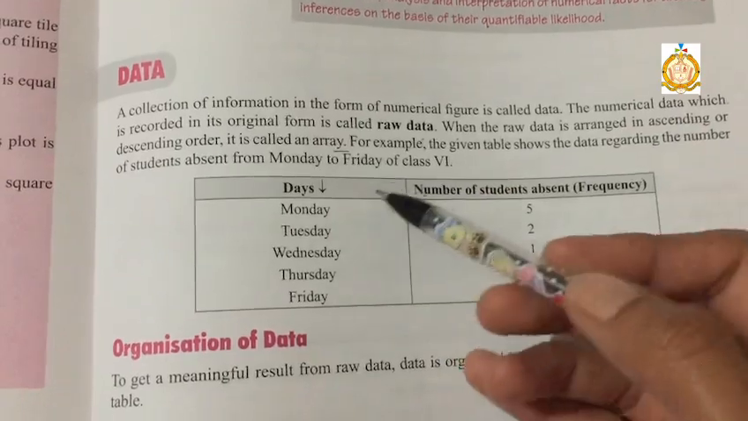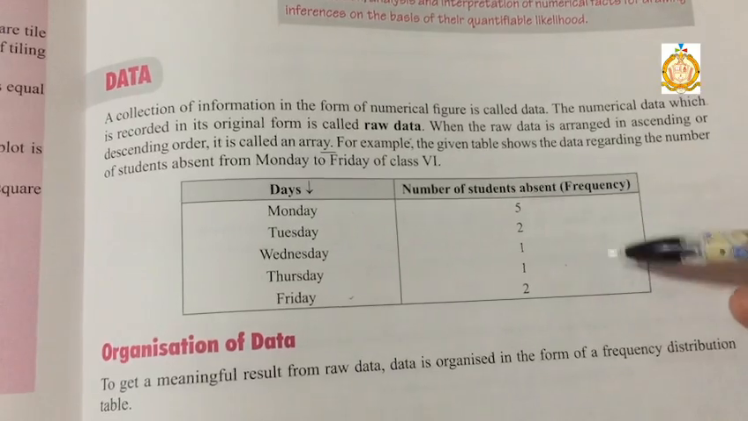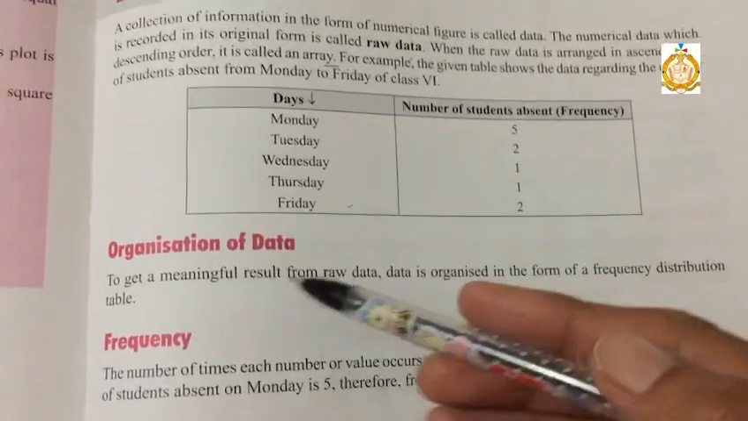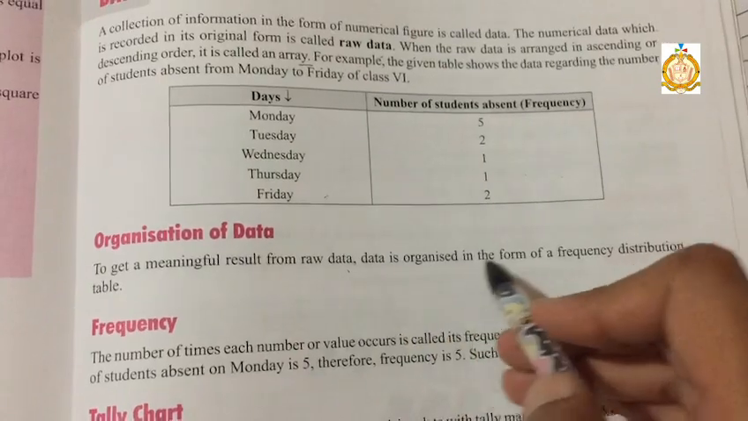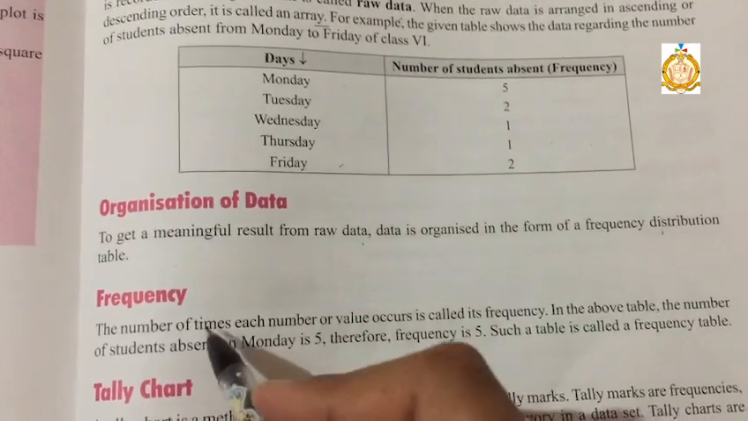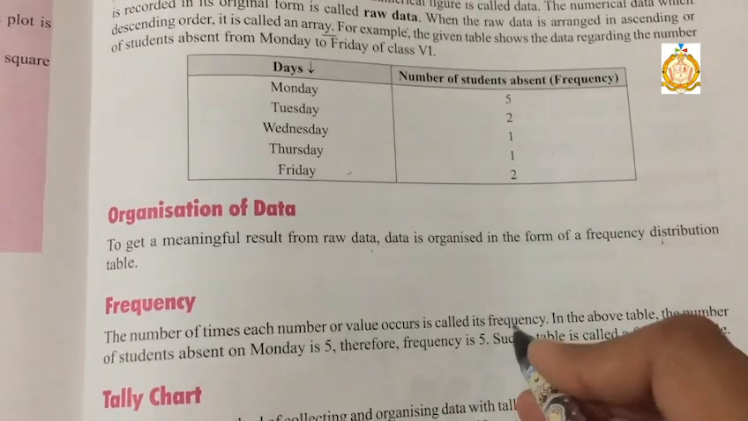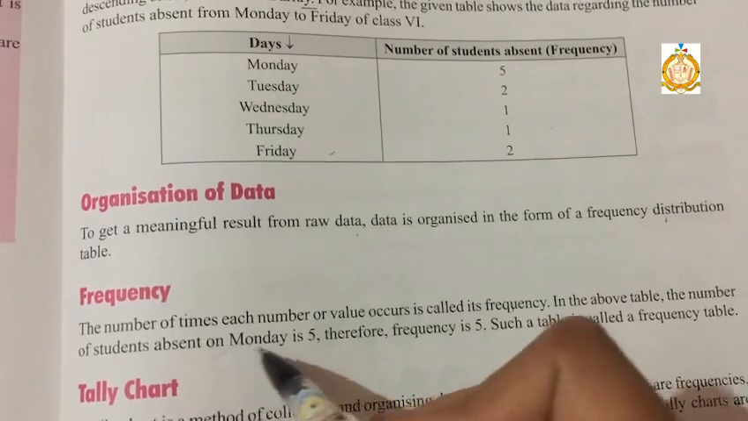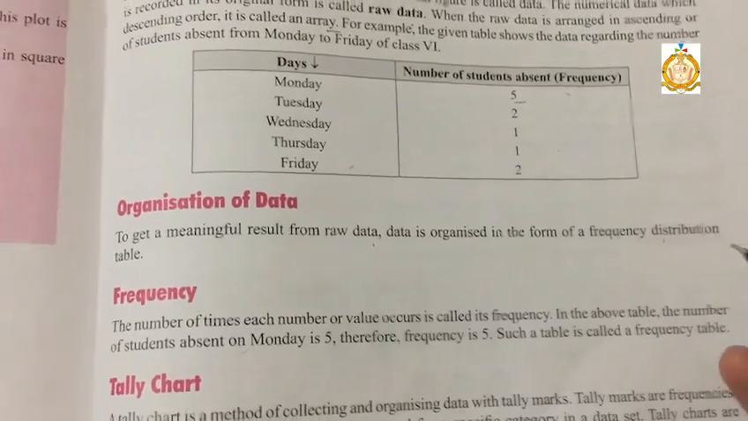So for example, days, this is the number of students absent, this is the frequency. This is the data and this is the frequency. Next, organization of data. To get a meaningful result from raw data, data is organized in the form of a frequency distribution table. Frequency is the number of times each value occurs. In the table, the number of students absent on Monday is 5. Therefore, frequency is 5.